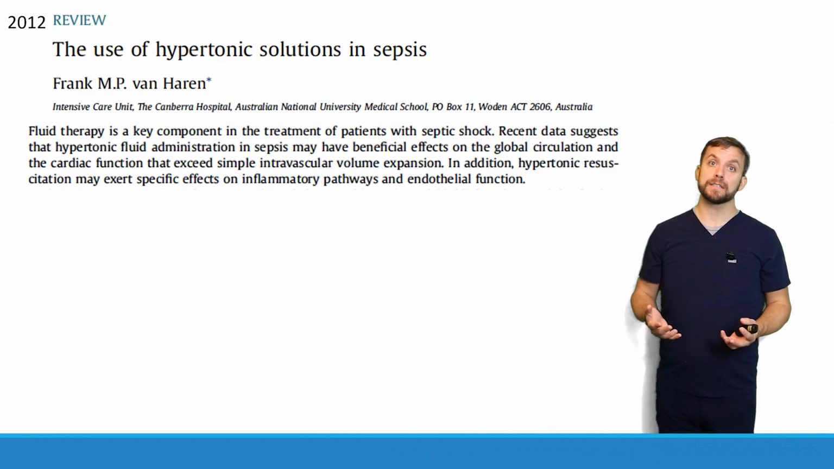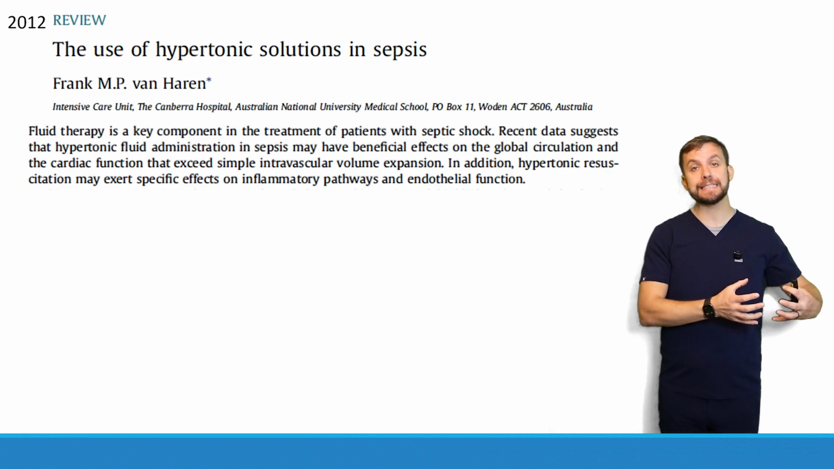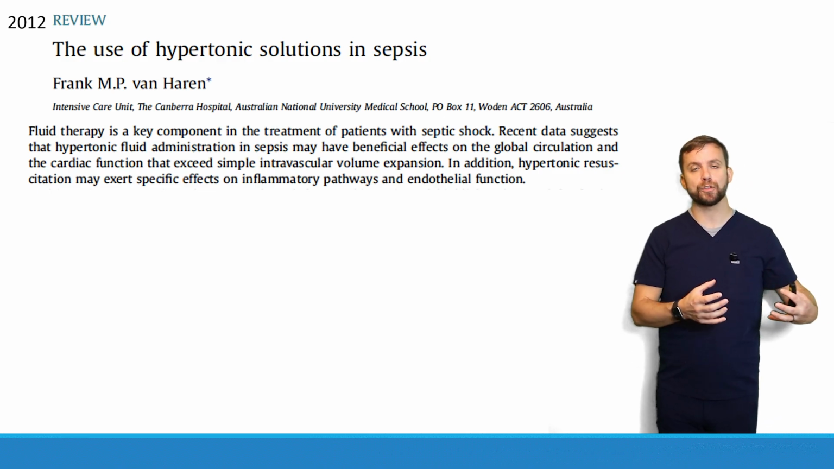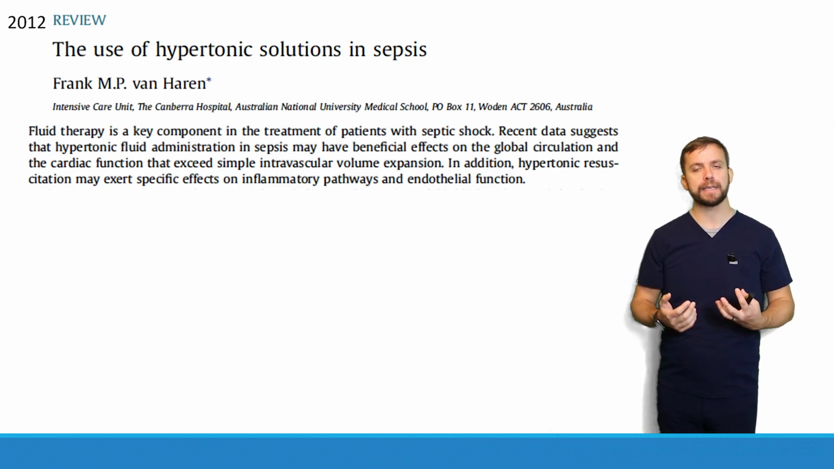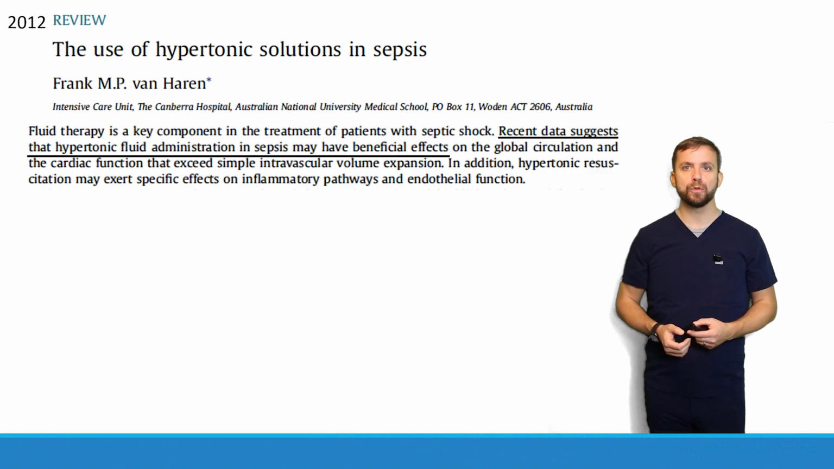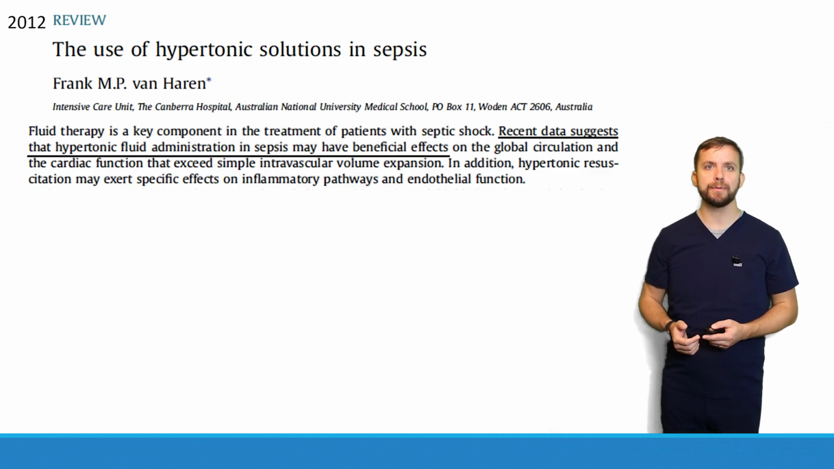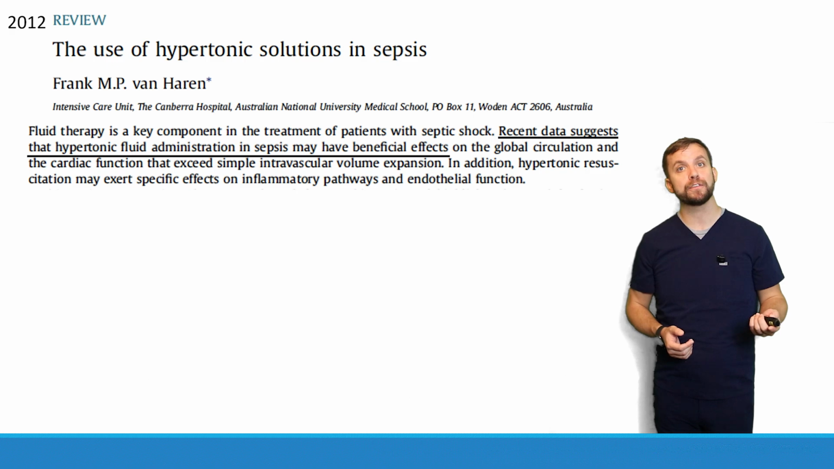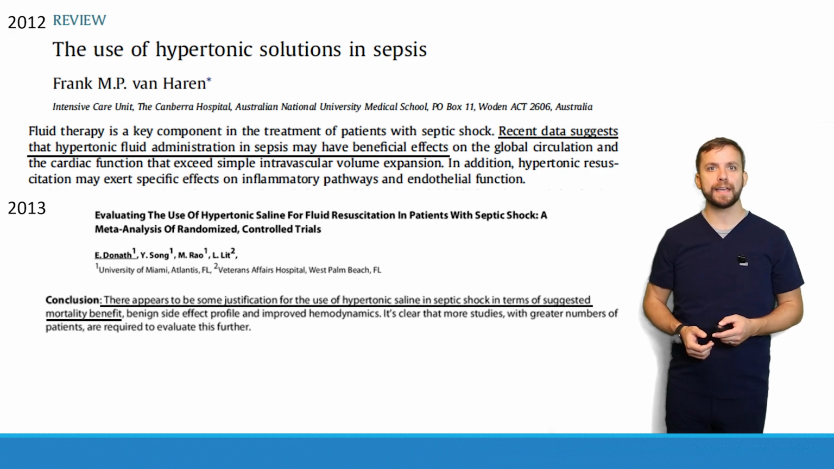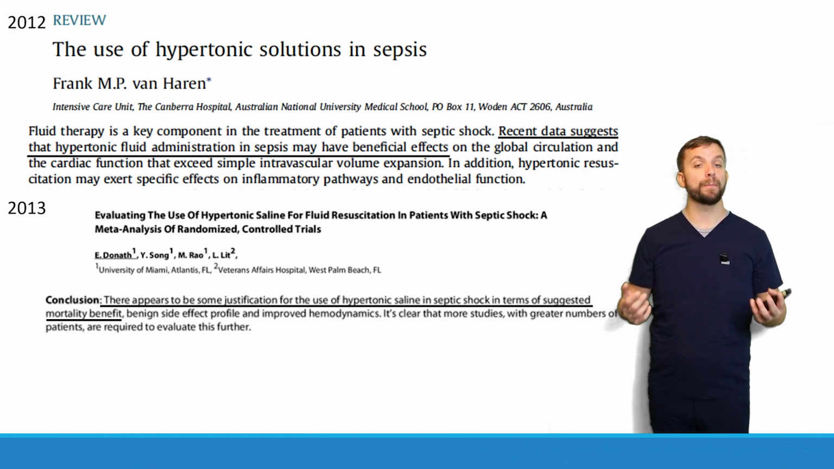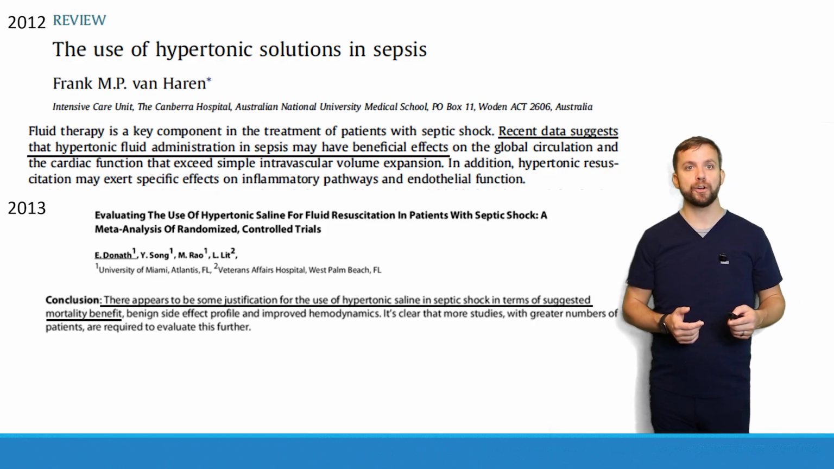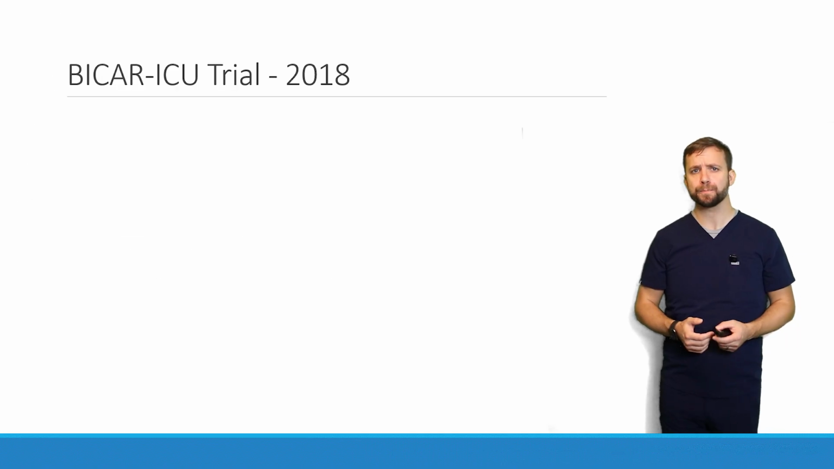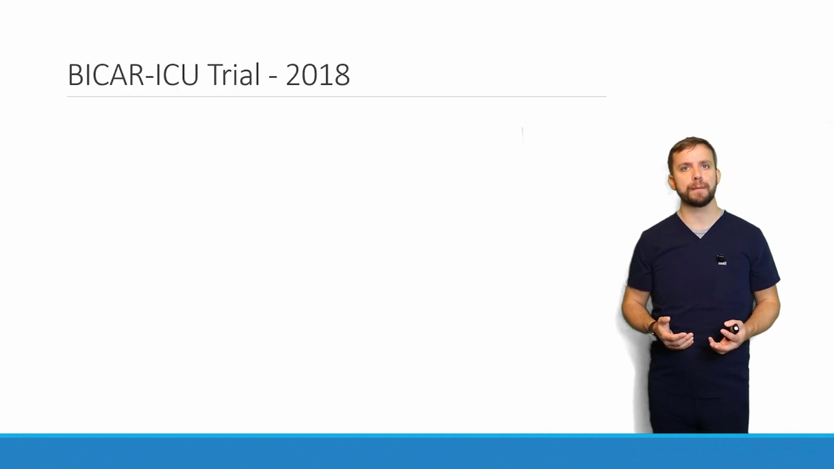Let's look at hypertonic solutions. So it makes sense that if hypertonic fluids stay intravascular, that in distributive shock, if you can keep that intravascular volume, you're going to be able to keep that blood pressure up higher. So if you look here, it says data suggests that hypertonic fluid in sepsis may have beneficial effects. Another one that came out in 2013 says that there appears to be some justification for the use of hypertonic saline in septic shock in terms of suggested mortality benefit. Multiple studies have showed the same thing.